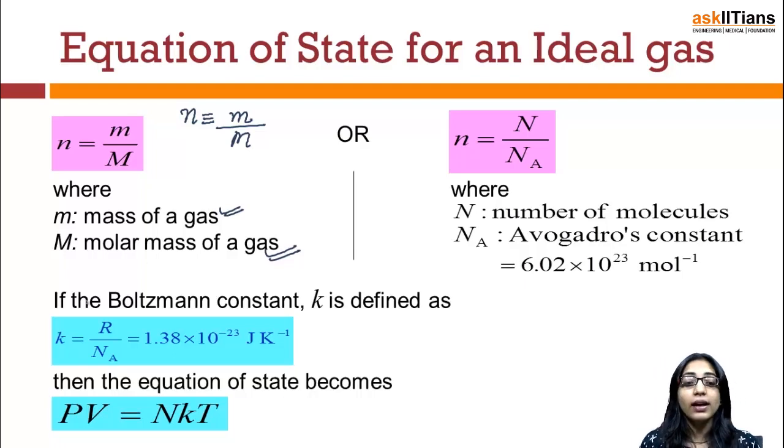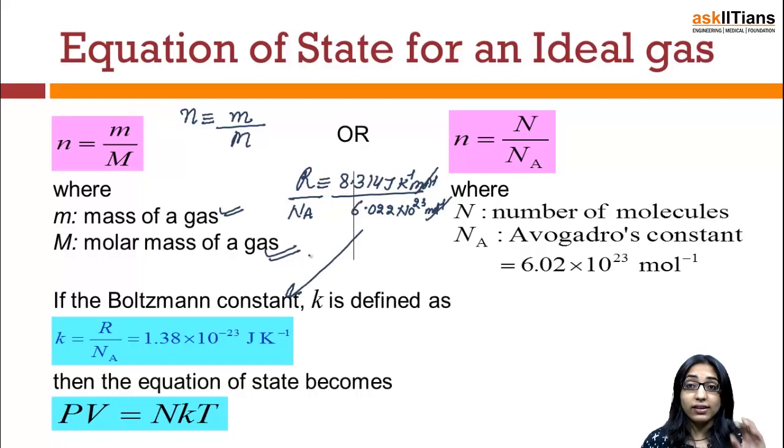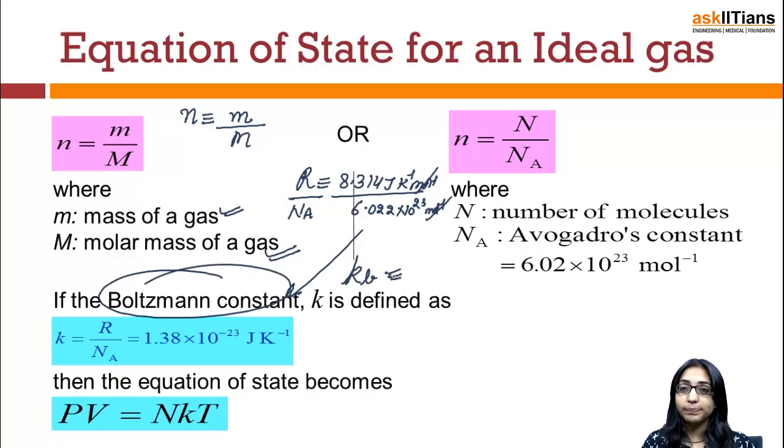Now, the Boltzmann constant k is defined as follows. Let us assume that I have told you the value of R as 8.314 joules per Kelvin per mole. If I ask you to divide this value of R by Avogadro's number, which is 6.022 into 10 raised to the power 23 per mole, this mole inverse gets cancelled, and the new constant so obtained is known as the Boltzmann constant, which is generally defined as k.